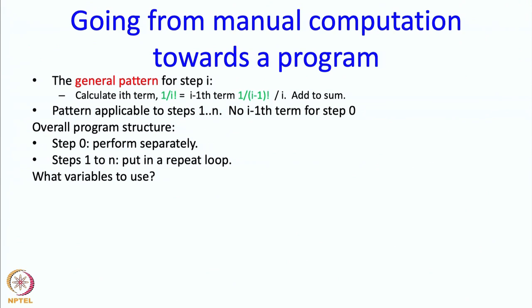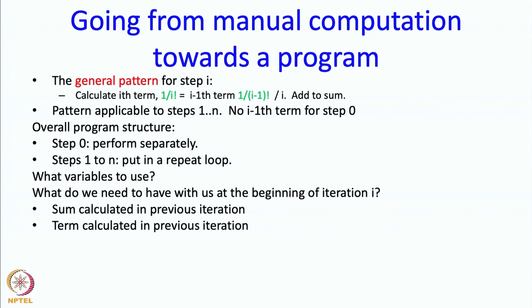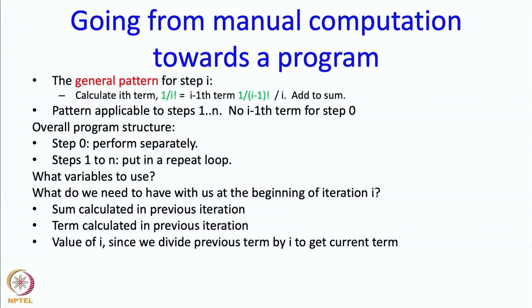And now the question is, what variables should we be using? So here you should ask a very standard question, which is, what do we need to have with us at the beginning of each iteration, or in particular iteration I? So these are the things you need. You need the sum calculated in the previous iteration. You also need the term calculated in the previous iteration. Why? Because we said that we will take that term and divide it by I. This is the number of the iteration, and then get what we want to add during this iteration. And of course, we need to know the value of I, since we divide by I.